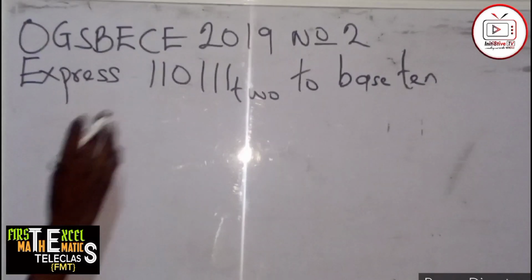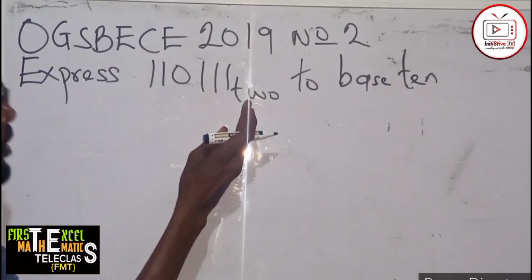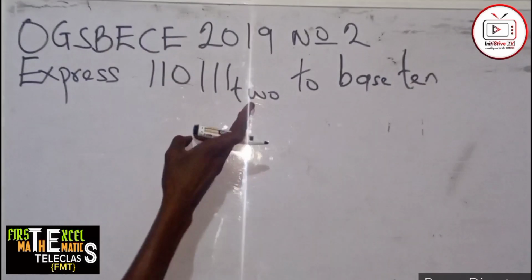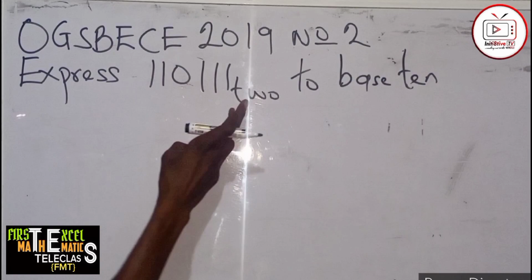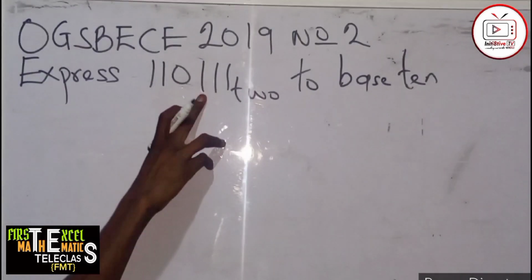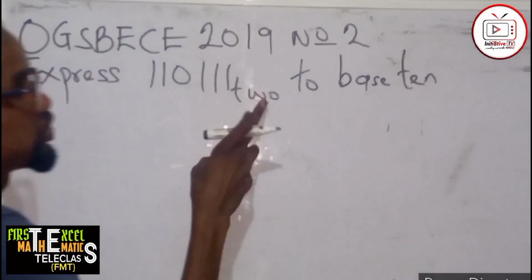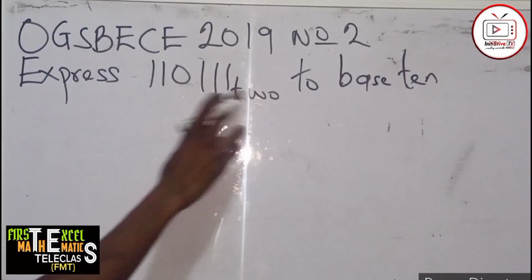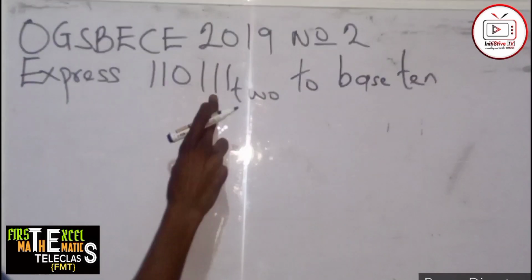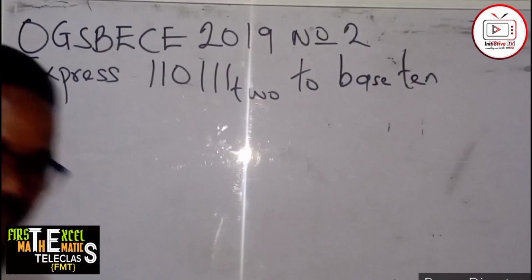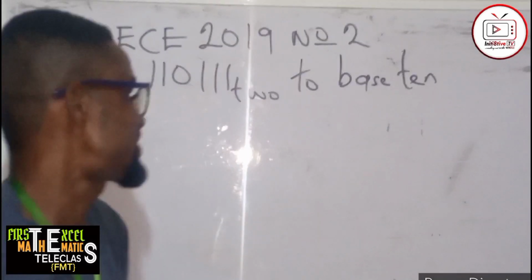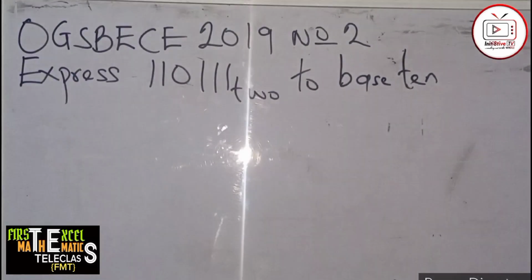What will I do? I will say 1 times 2, 2. 2 plus 1, 3. 3 times 2 is 6. 6 plus 0 is 6. 6 times 2, 12. 12 plus 1 is 13. 13 times 2 is 26. 26 plus 1 is 27. 27 times 2 is 54. 54 plus 1 gives me 55 base 10. Alright, let's see if I'm going to get 55 using any of the other methods.